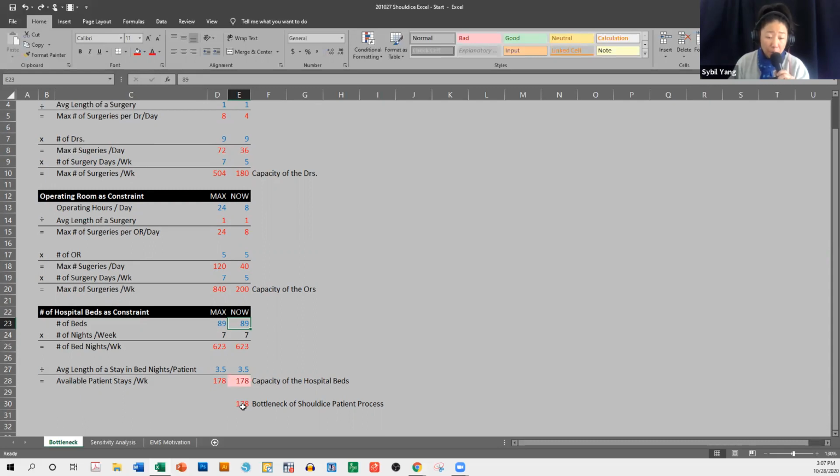So at the most, as the process stands, we can process 178 patients through the Shouldice experience in any given week. And that is being constrained by the number of hospital beds in the clinic.